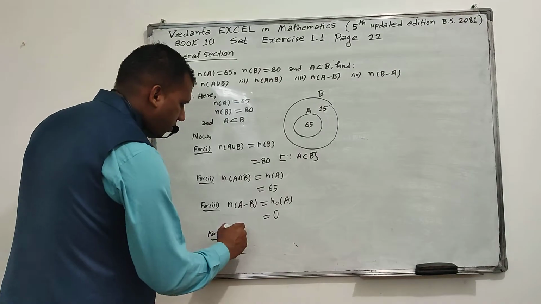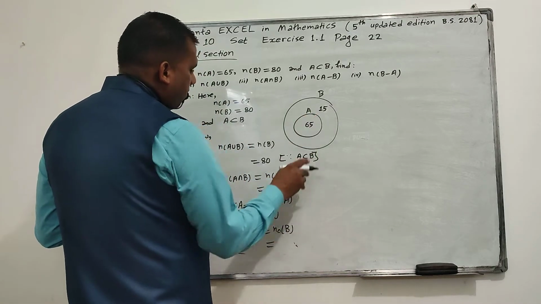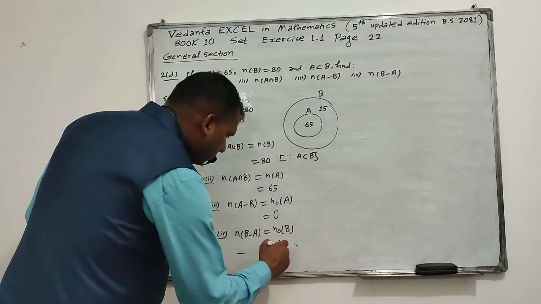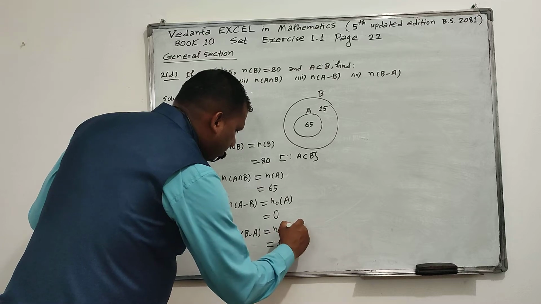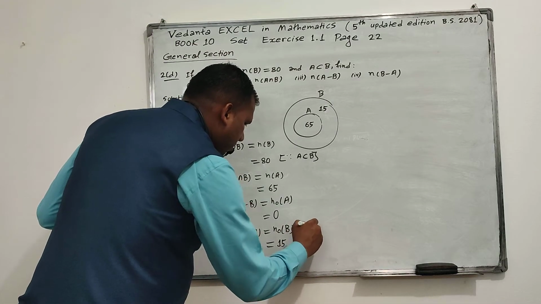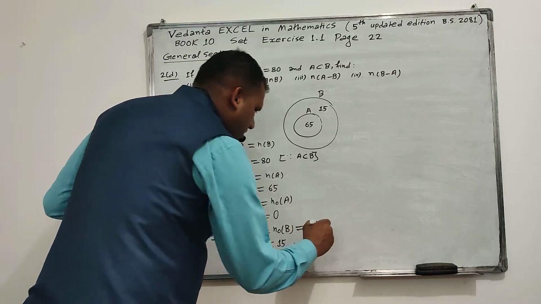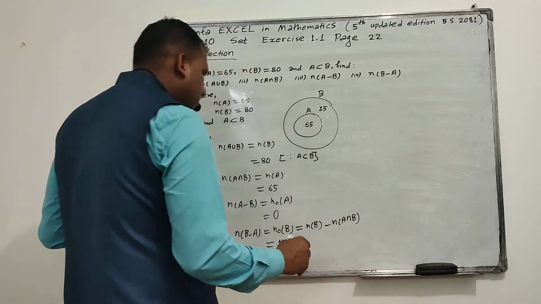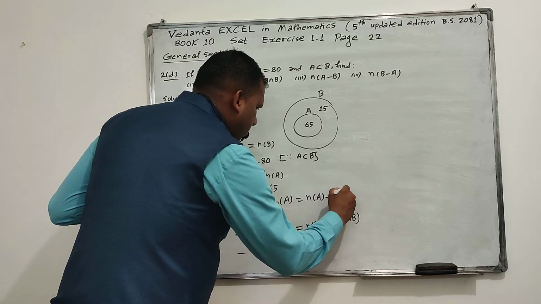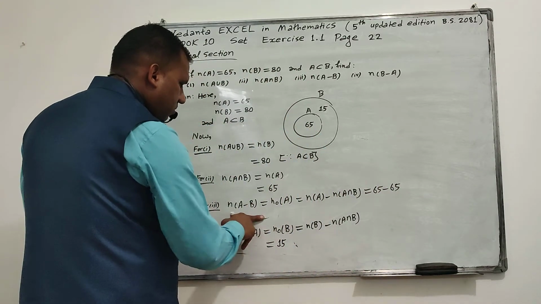For 4, number of B minus A, that is n not B. n not B is 15. B minus A is 15. This equals n not B, which is number of B minus number of A intersection B. Number of A minus B, that is n not A, equals number of A minus number of A intersection B. Number of A is 65, A intersection B is also 65, so it becomes 0.